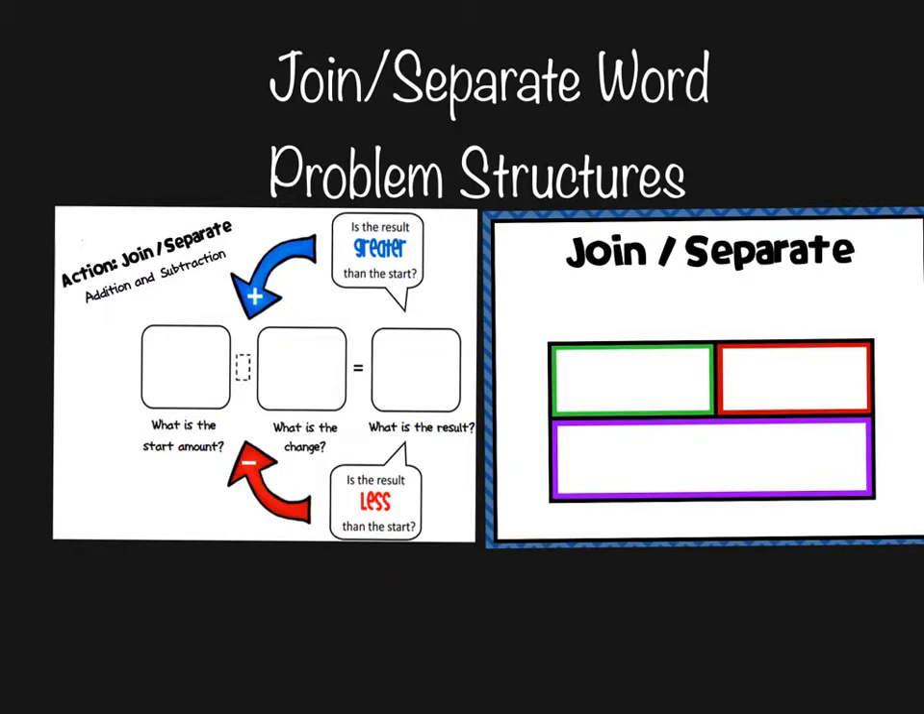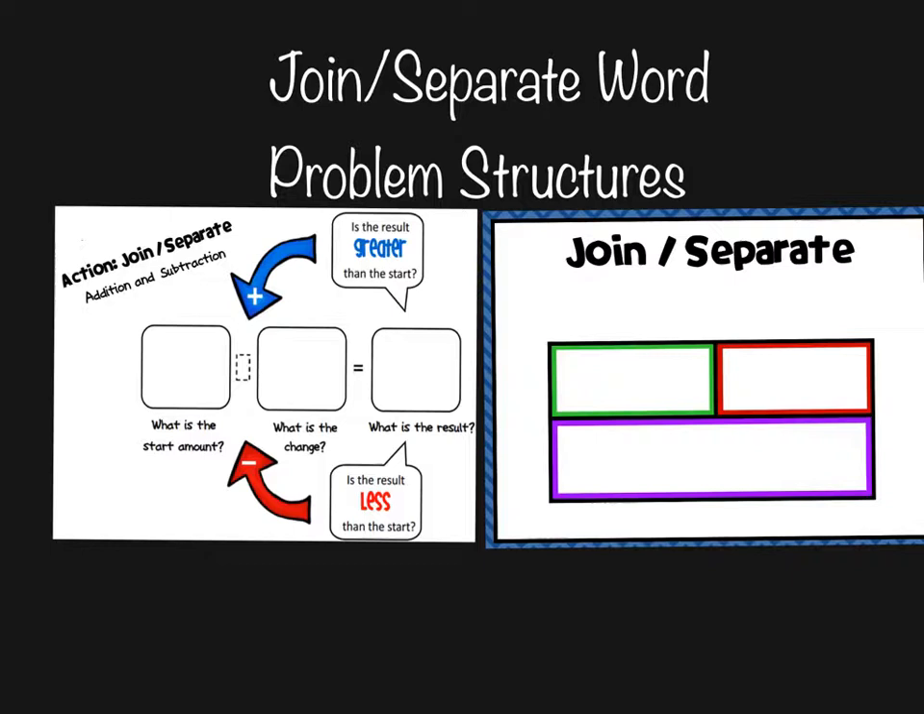Today we're going to talk about join and separate word problem structures, but we're going to focus on the separate type of word problem structures. I'm going to show you 3 different unknowns because in a join and in a separate, there will always be 3 unknowns. You might have a start unknown, a change unknown, or a result unknown. So we're going to practice all 3 of those together today.